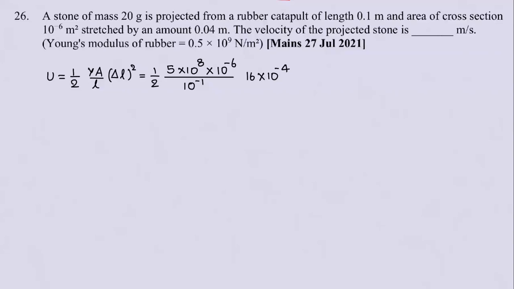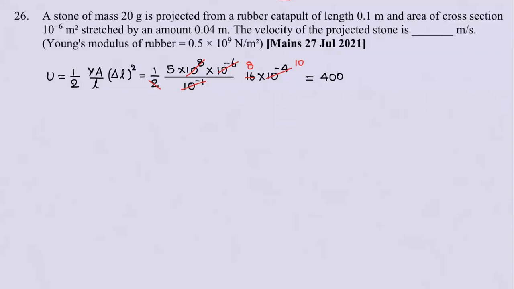Good. Let us calculate. 2 how many times? 8 times. And 10 power 8, 10 power minus 6, 10 power minus 4. Denominator 10 power minus 1 is there. So ultimately you will end up at 10 power 1 there, or 10. So I can say like this. This is 10, this is 8, this is 5. Means 400. This is the energy.